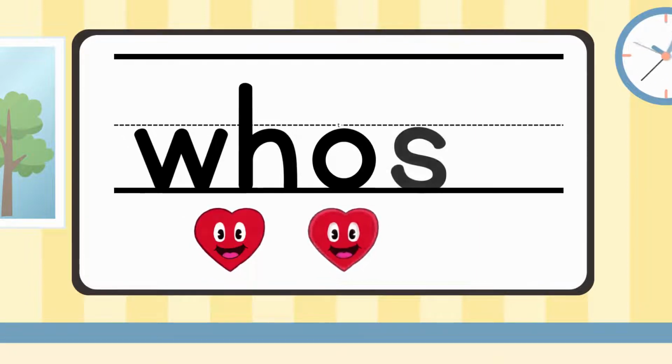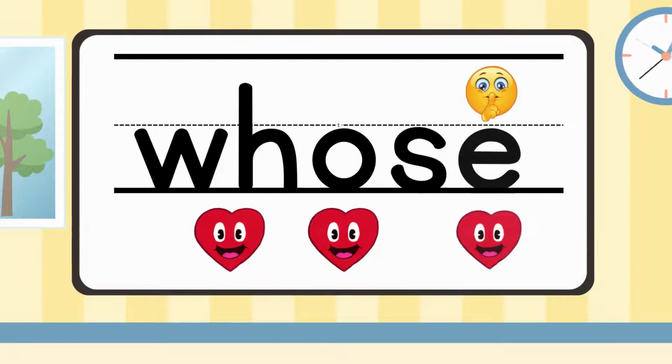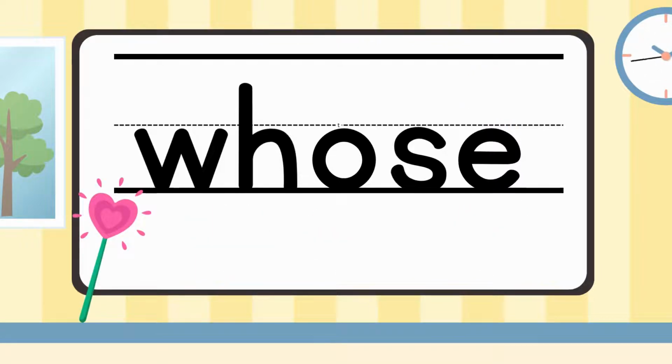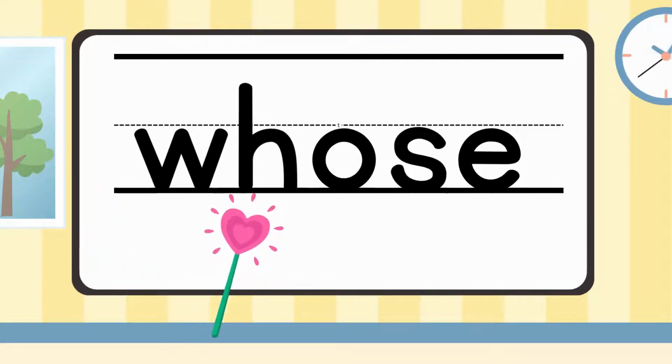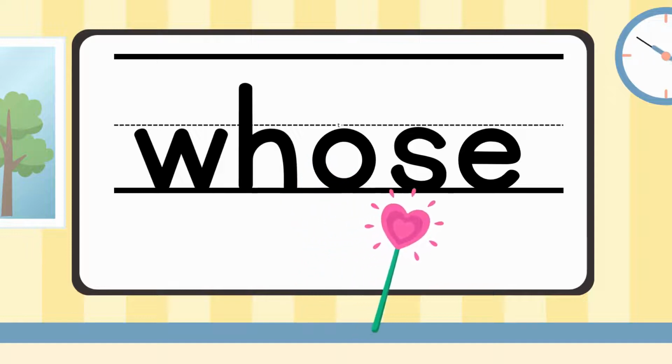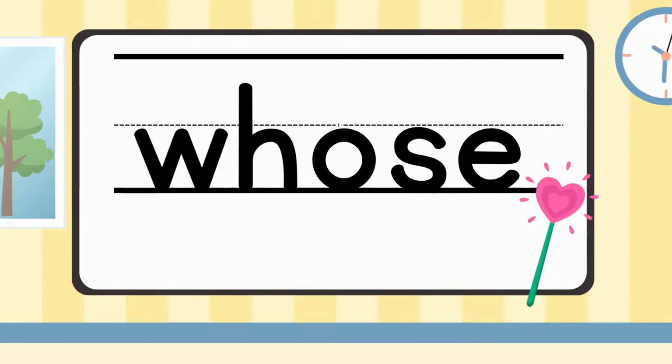Ooh, and the silent letter E. Now let's blend the sounds together and read the word to make sure we spelled it correctly. Whose. Whose. Great job!